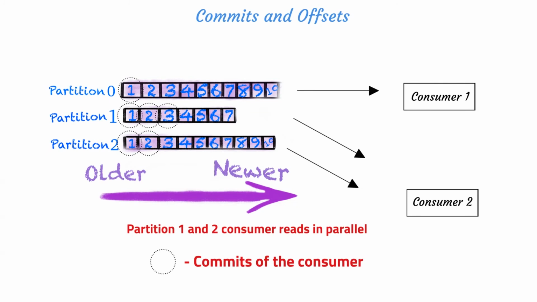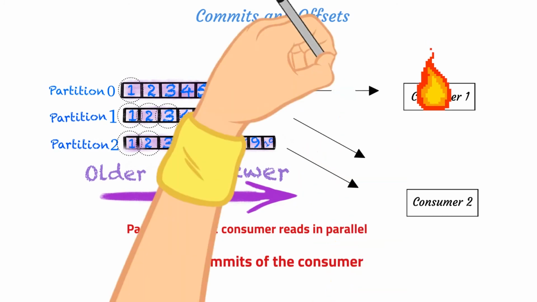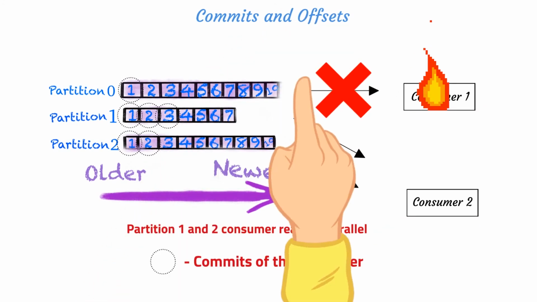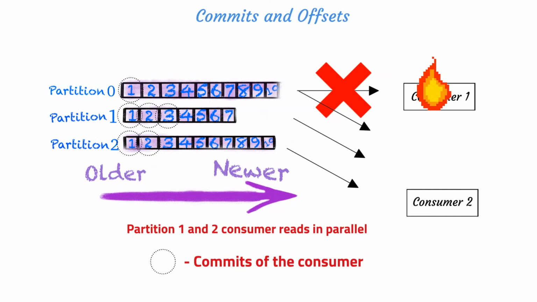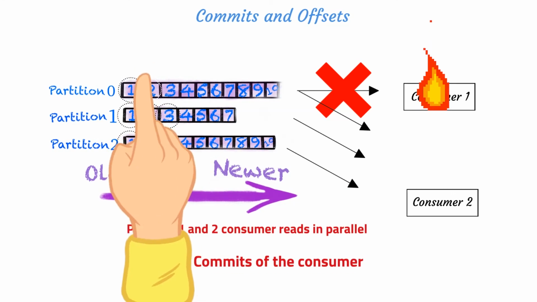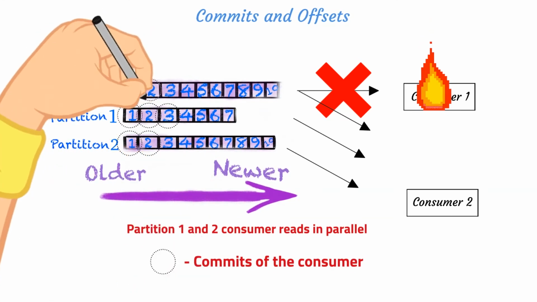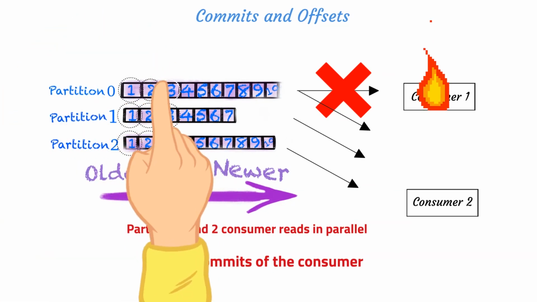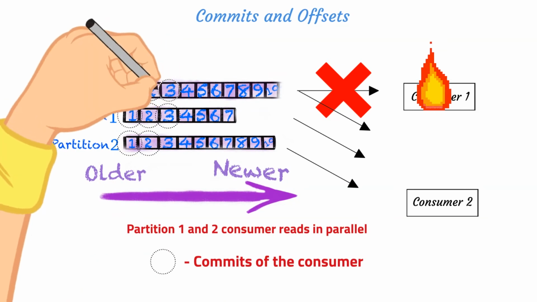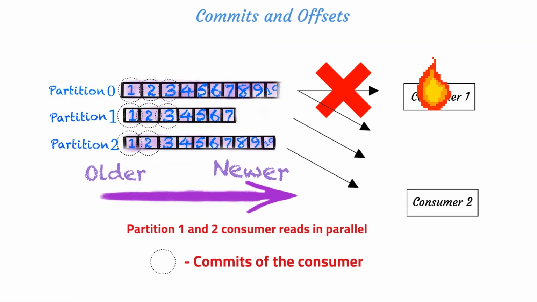So imagine that consumer number 1, while reading offset number 2, failed. So what's going on there? Kafka will start to rebalance our partitions. So right now our consumer number 2 will have all those 3 partitions and start to read messages where consumer 1 stopped. It can understand it from where the last message was committed.